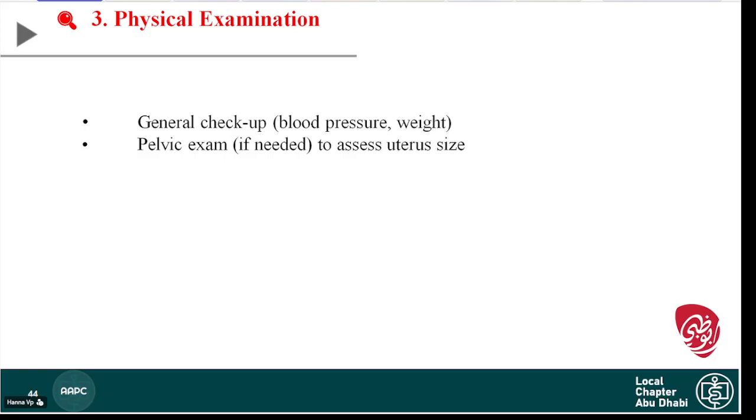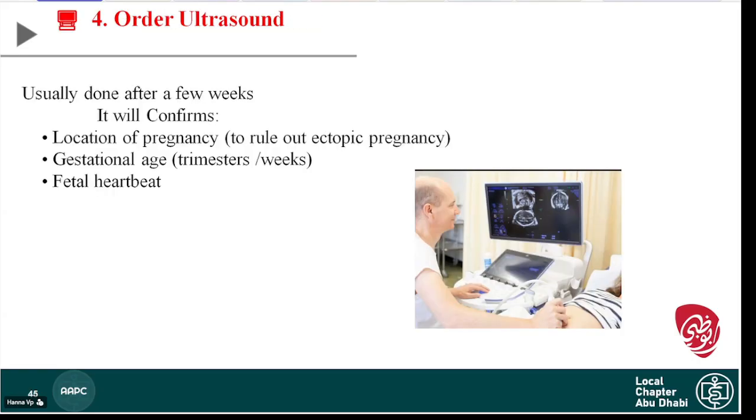Ultrasound is one of the main radiological examinations we do during the pregnancy period. So order the ultrasound. This is the fourth point. Usually after a few weeks, we should confirm the pregnancy first of all.